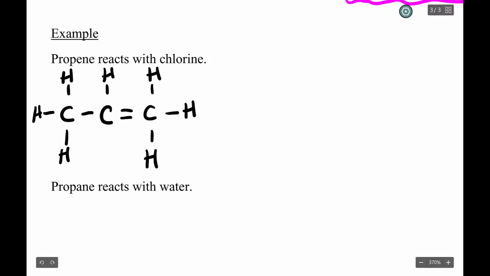So again, prop means 3, so C3. Ene means times 2, H6. I've got 3 carbons. I have 6 hydrogens. This is one too many there. Okay, I have 6 hydrogens, and there we go. So I'm going to draw chlorine with 2 different colors. So I'm going to say plus Cl, Cl.